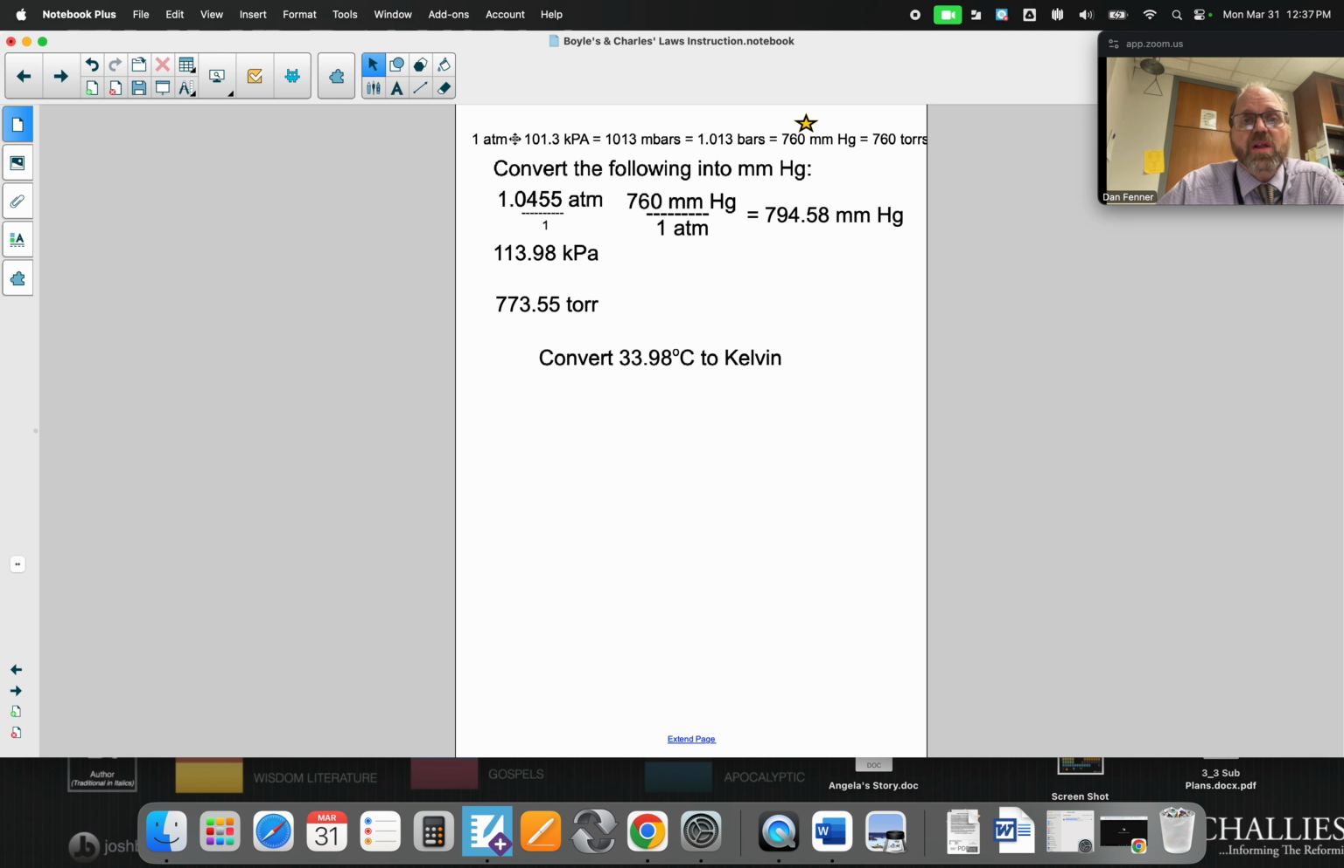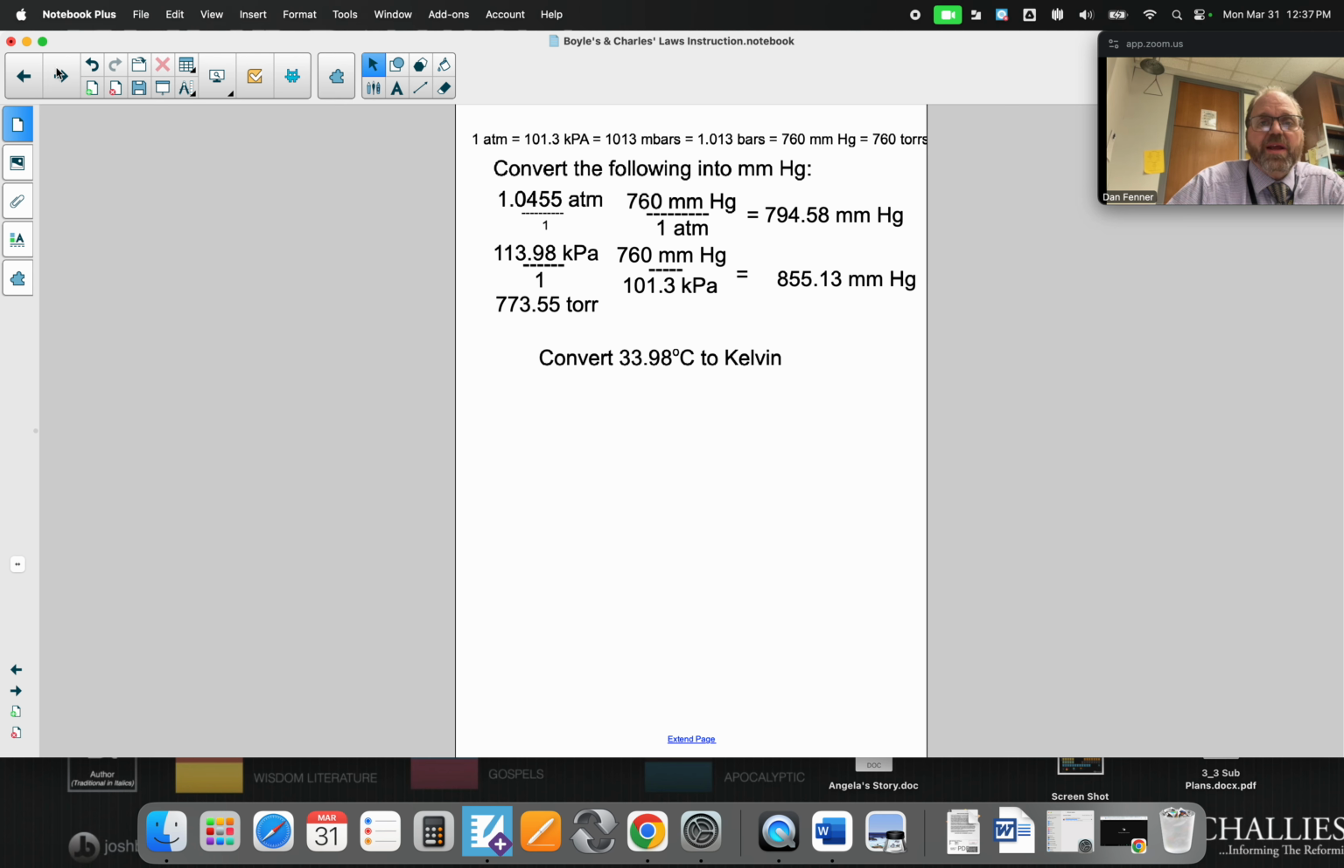Okay, if we're going between kilopascals and millimeters of mercury, I want to use these two. Millimeters of mercury goes on top and kilopascals on the bottom, so my kilopascals cross out. Grab your calculator again: 113.98 times 760, hit equal, divide by 101.3. 5 sig figs again, and both of these equalities are infinitely significant. Plug it in, you should get 855.13.